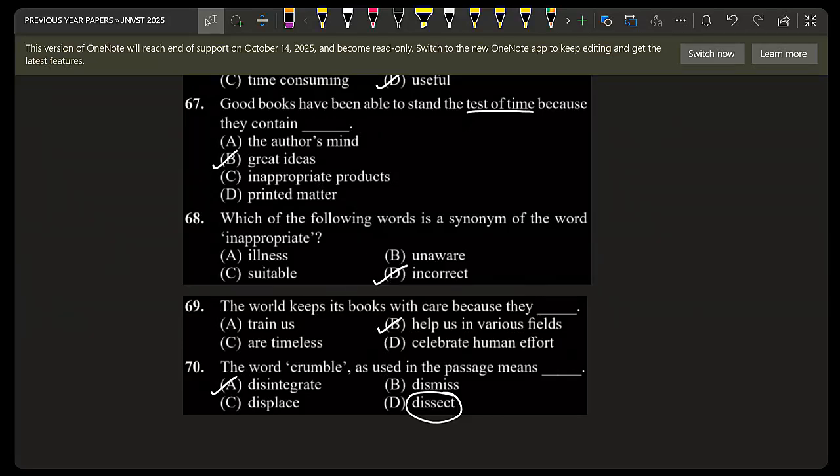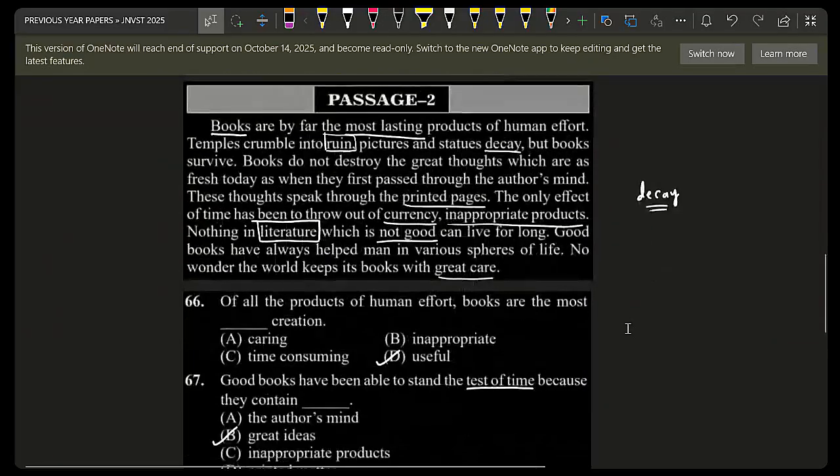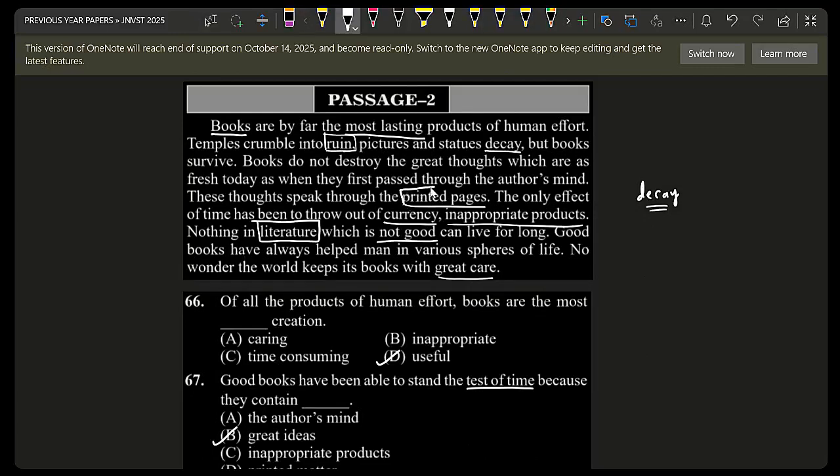Sir, in the passage. Yes, what happened? Sir, what does printed pages mean? Which line is it in? Sir, fifth line. Printed pages. Letters are getting printed, right?